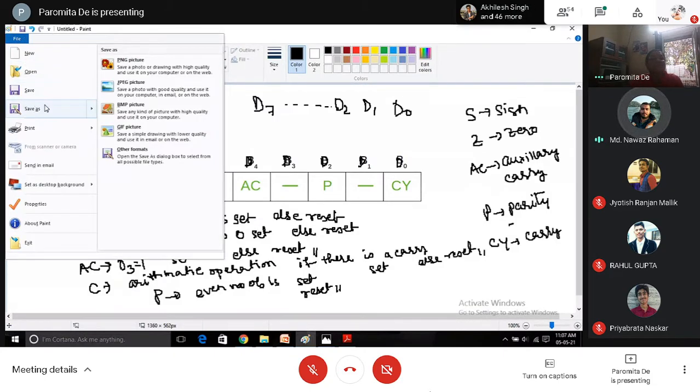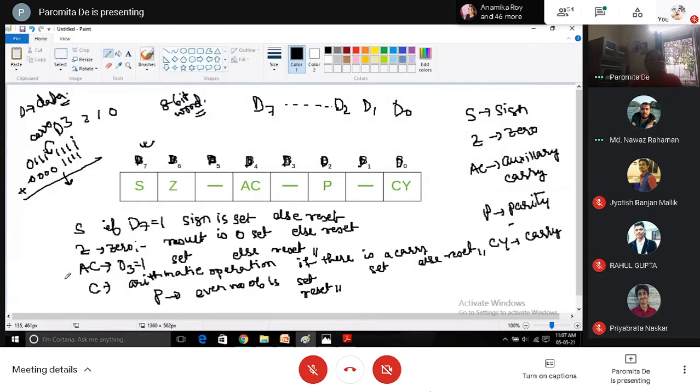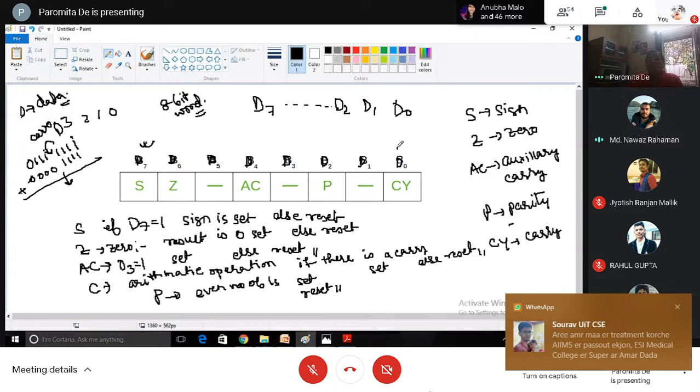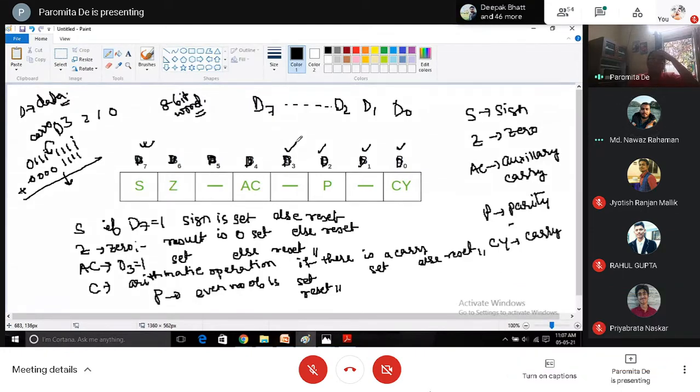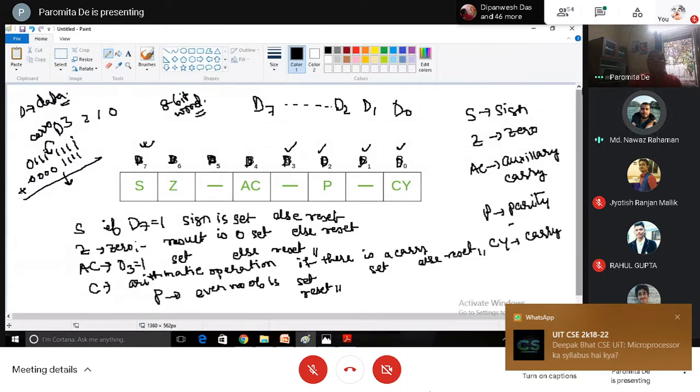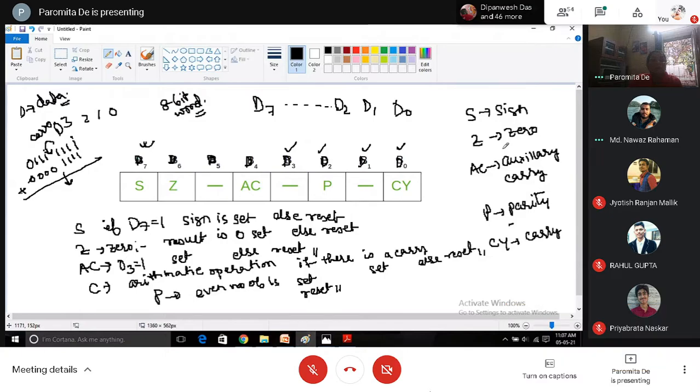Ma'am, in AC it should be D4, right? Why should it? It is D0, 1, 2, 3, 4. Yeah, D4. We have written D3. If D3 equals 1, then set. No, you are adding, that's what you are doing. That's what's written there. Where is it written? Auxiliary carry. If there is a carry after D3 is equal to 1, what?